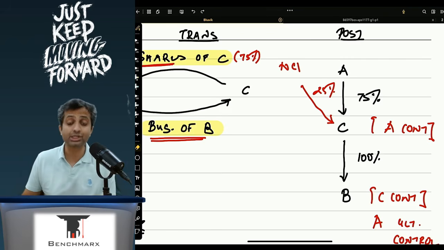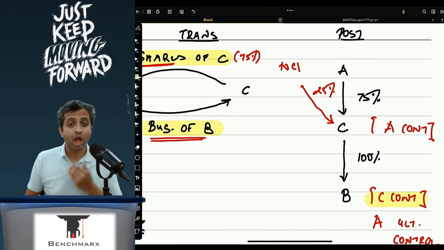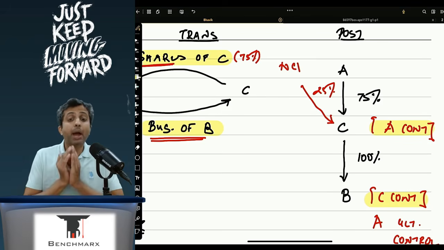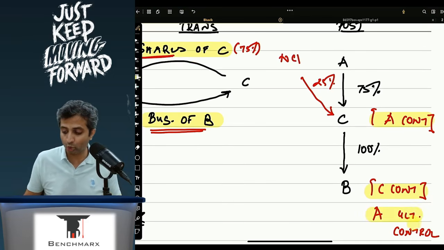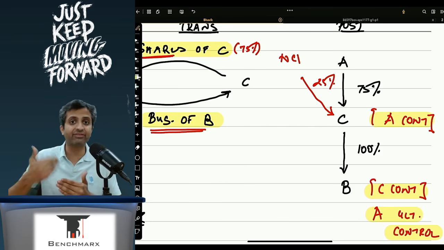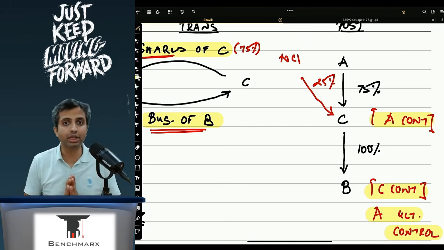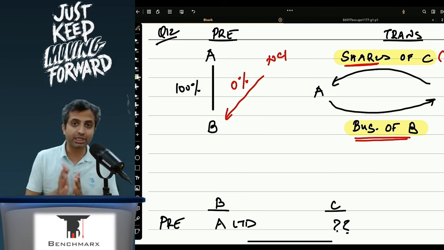Further, C holds 100% in B. Now the question is, who controls B? Directly speaking, it is C who is controlling B. However, who controls C? Well, A controls C by virtue of the 75% stake, and hence B continues to be ultimately controlled by A only. So previous to this transaction, can I say all the assets and liabilities of B were getting consolidated with A? Yes, because pre the transaction 100% of B was getting consolidated with A.